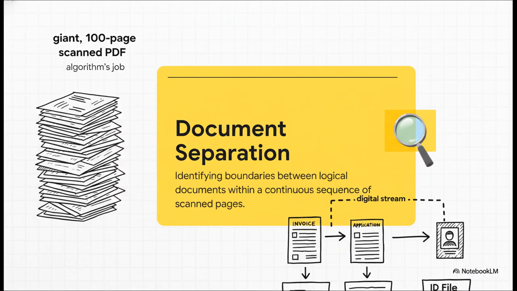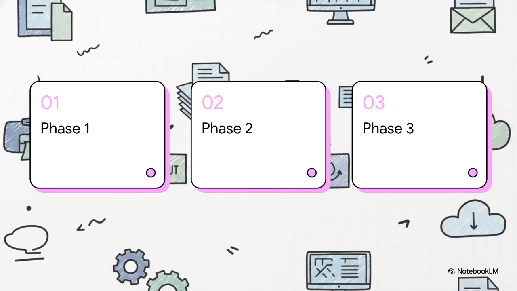You're starting with a continuous sequence of images, which is really just a raw digital stream. At this point, the algorithm has absolutely zero context. It doesn't know what a word is, let alone a whole document. It just sees a massive sea of pixels. The algorithm's job is to take that blind stream and find the precise, logical boundaries between the distinct documents hidden inside. Here's our agenda for today.